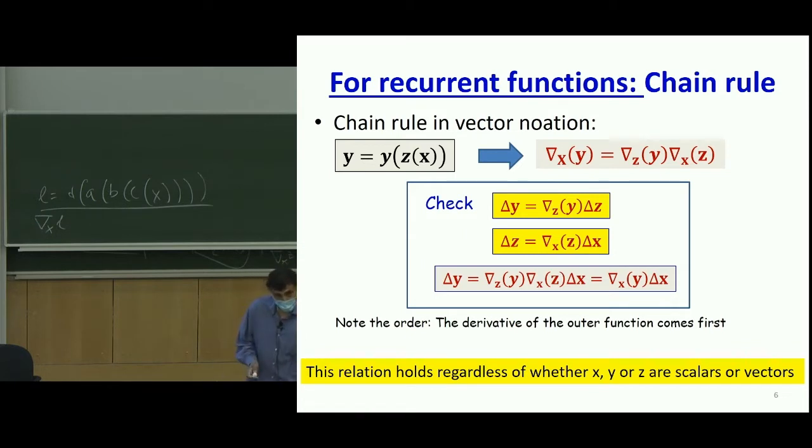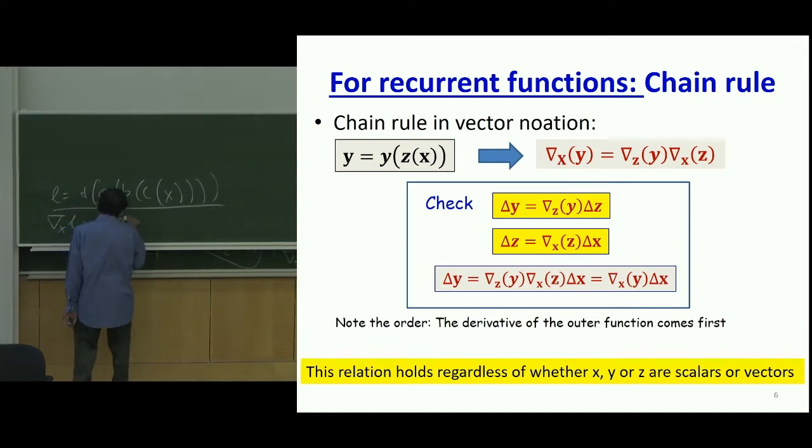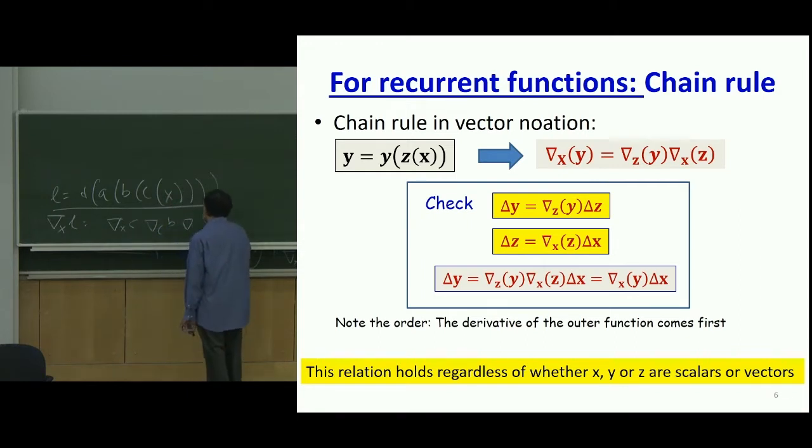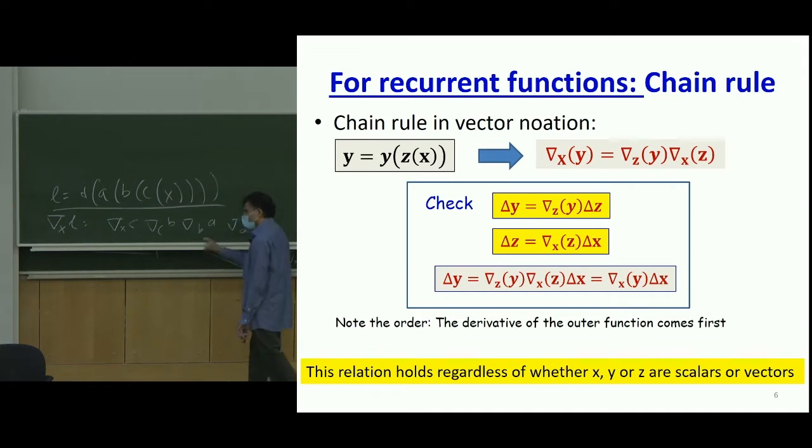Which order? So how would I write this? Is this going to be the derivative of c with respect to x, derivative of a with respect to b, derivative of d with respect to a? Is this correct? What's wrong with it? The order is wrong. You have to go outwards in, right? Otherwise the sizes will not match.